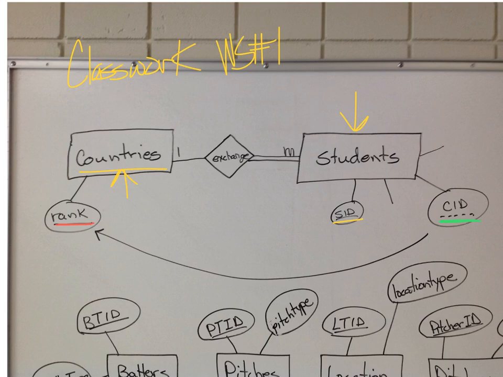In our scenario we said a country can have many students as exchange, but a student can only do an exchange in one country. At least that's the relationship we set up, or the way we were thinking about it. Okay? So this is an ER diagram, an entity relationship diagram.